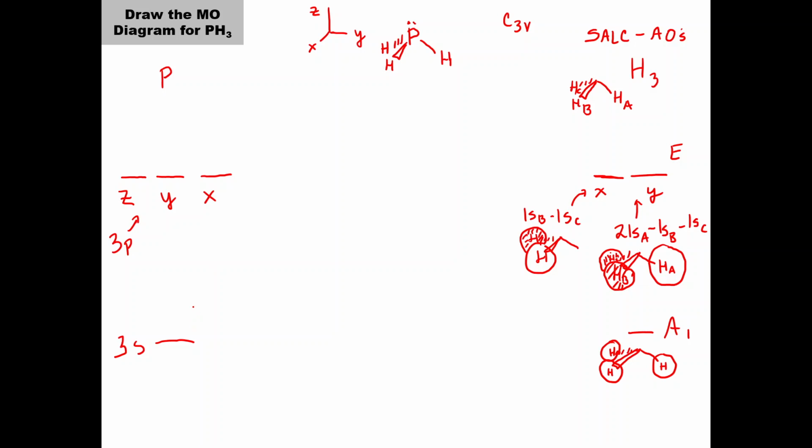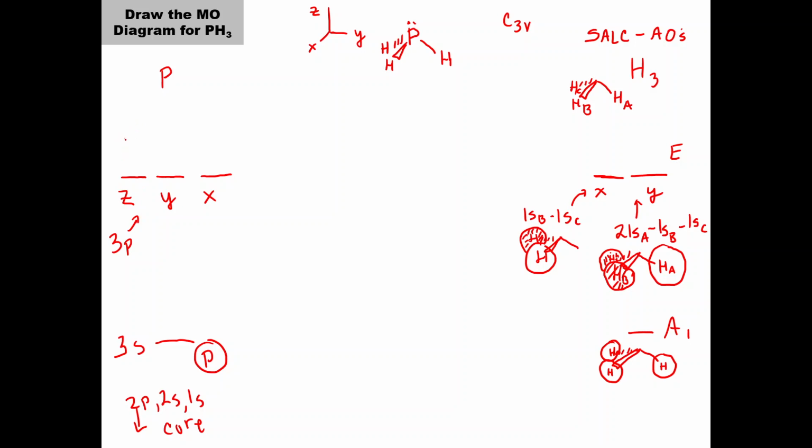Now, where are the 2P and the 2S and the 1S on phosphorus? Yeah, they're core electrons. So the 2P, 2S, and 1S core is down there somewhere in energy. Doesn't interact in the bonding. All right, so then the S orbital on phosphorus is pretty easy to draw. We'll just draw a phosphorus with a circle around it.